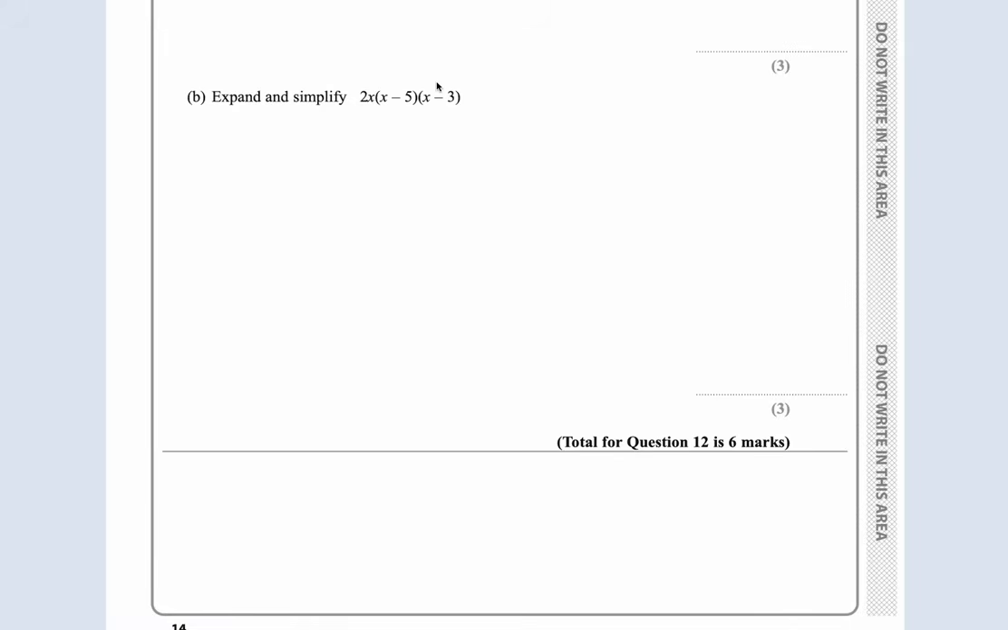There's 3 factors. You can do these two first, or these two first, or even these two first. It doesn't matter, but you just do them separately. So I'm just going to do the first two first. 2x times x minus 5. This one's the easiest of all the multiplications. So 2x times x is 2x squared. 2x times minus 5 is minus 10x.